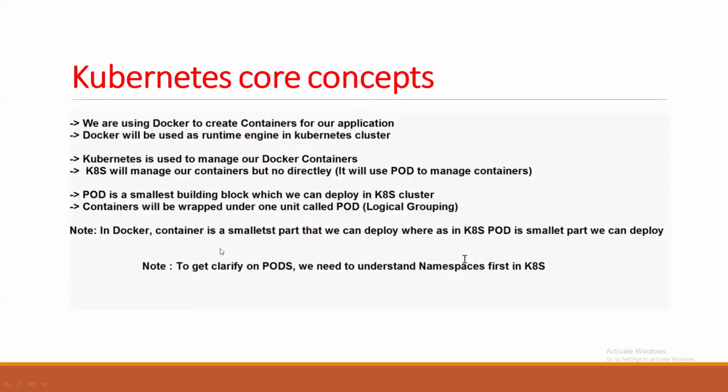In Docker, the container is the smallest part that we can deploy, whereas in Kubernetes, the pod is the smallest part we can deploy. To get clarity on pods, we first need to understand namespaces in Kubernetes.